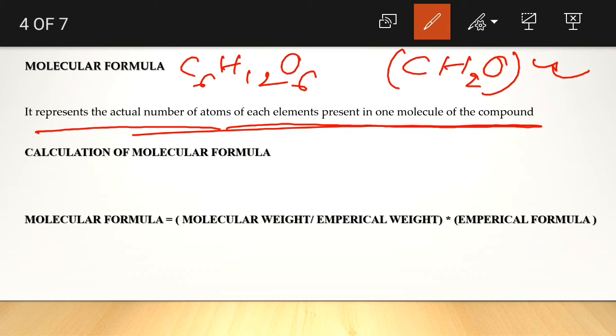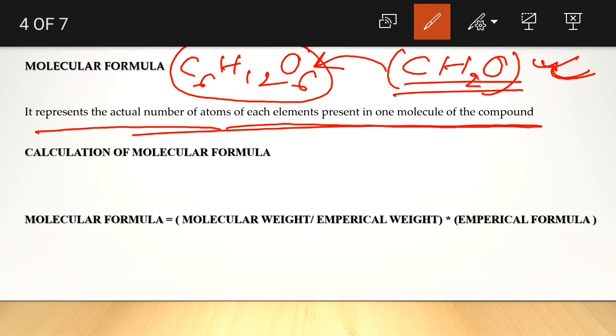So this is the empirical formula, but when you determine the actual number of carbon, hydrogen, oxygen, then you will find that this is like this, C6H12O6. So this is the actual molecular formula and this is the empirical formula. So how to determine the empirical formula you have seen, but now we will determine the actual formula or molecular formula. So the calculation is like this.